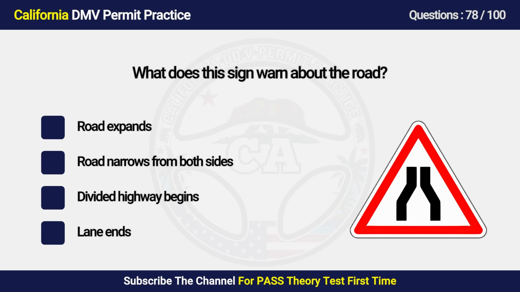Question 78. What does this sign warn about the road? A. Road expands. B. Road narrows from both sides. C. Divided highway begins. D. Lane ends.